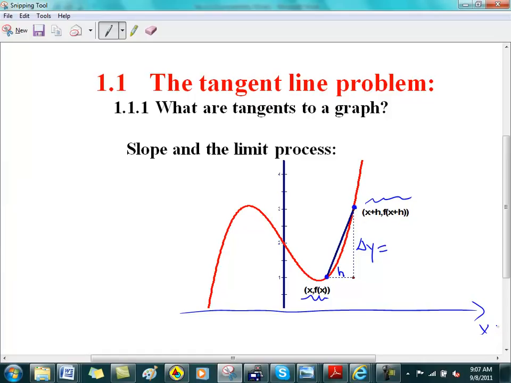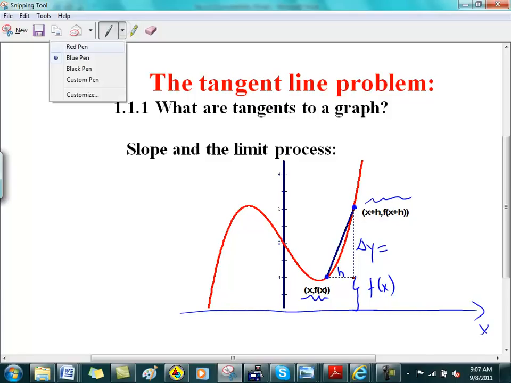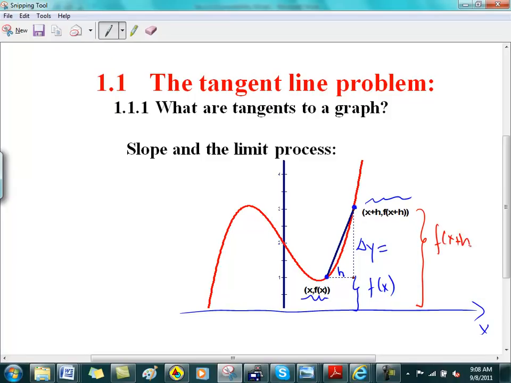Okay, since you guys are having difficulty with that, let's do it in steps. Do you guys all believe that this is f of x? Because remember, f of x means the y value. Does everybody buy that? Does everybody buy that this is f of x plus h? Right? Then what I'm asking you to do is give me this height here.